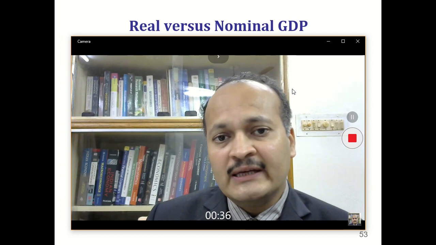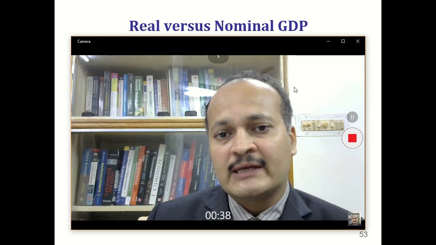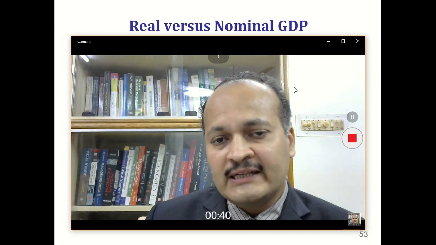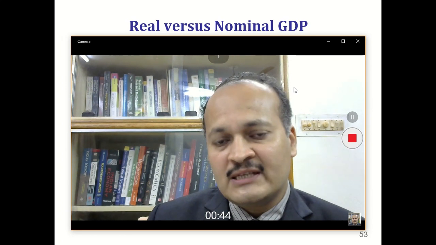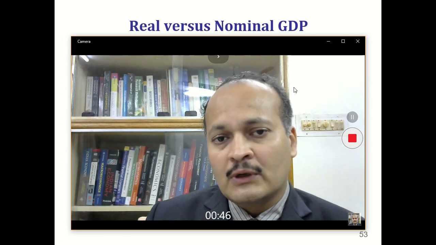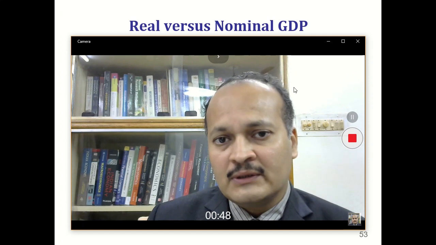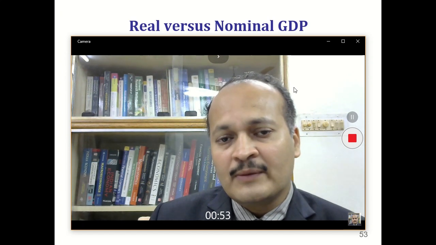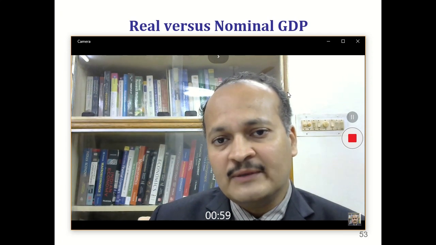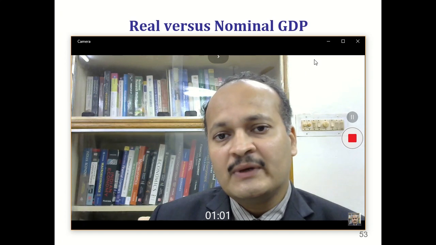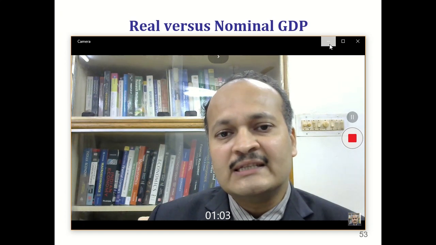Now, why do we need to use a base year? We have already seen the motivation for it: by using a base year, we are able to correct for inflation while measuring the GDP. And this use of the base year as a concept helps us to distinguish between two different forms of GDP. One is the real GDP and the other is the nominal GDP.